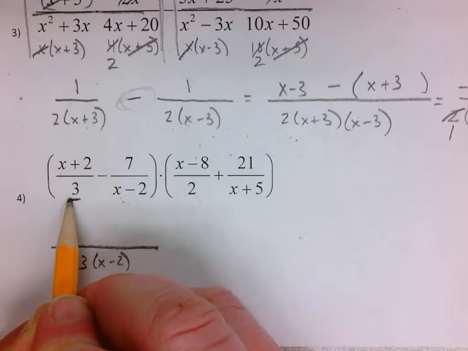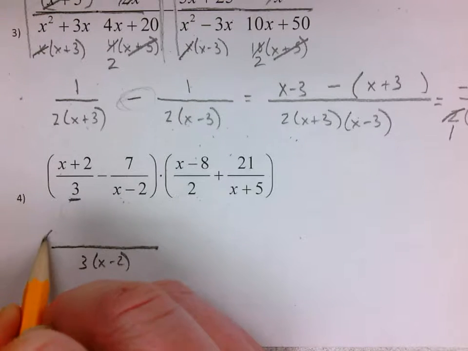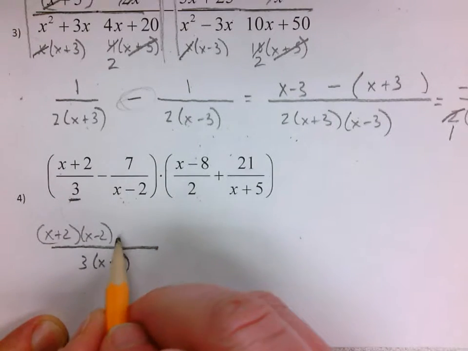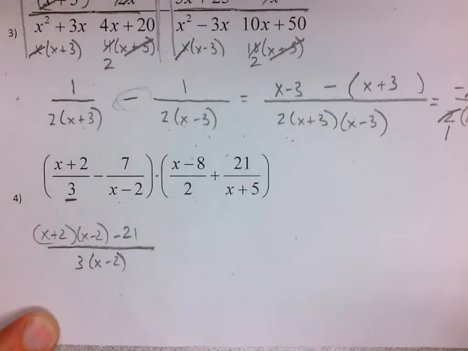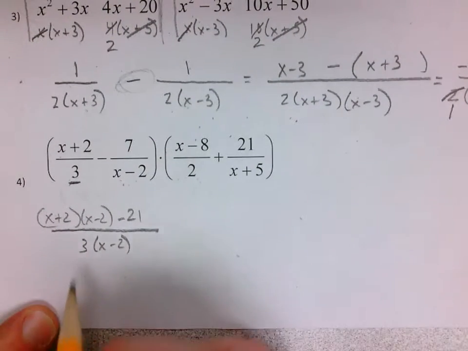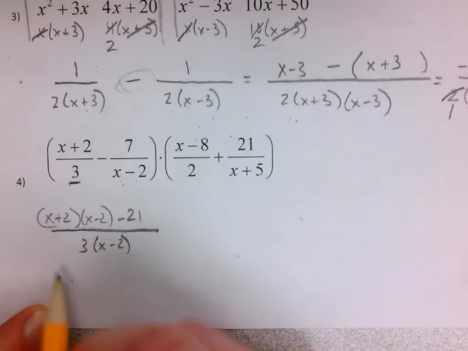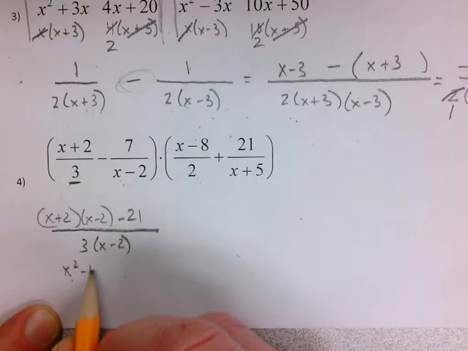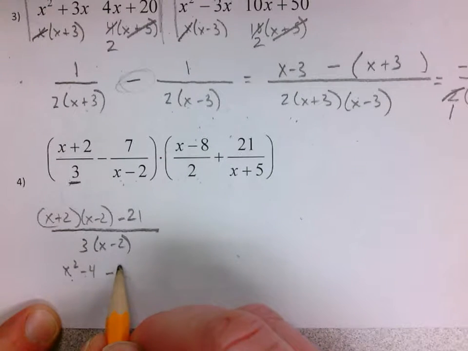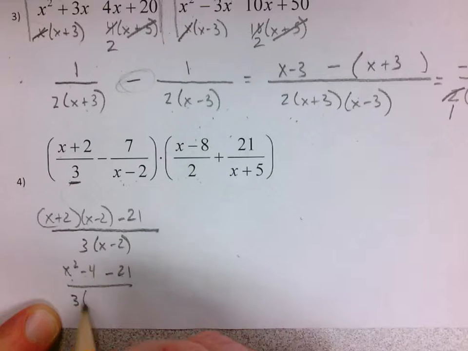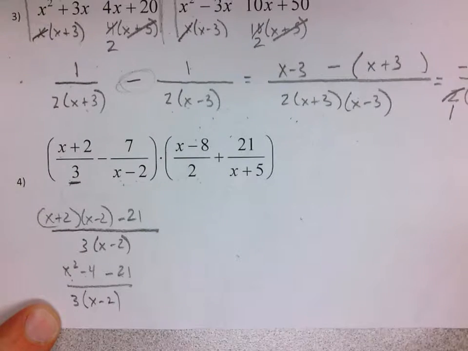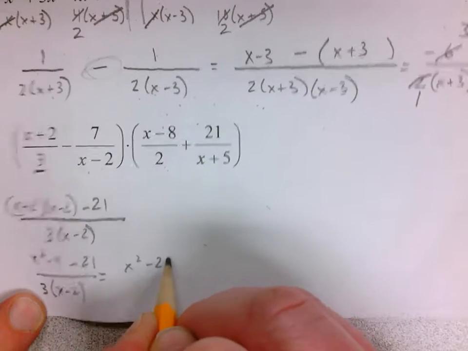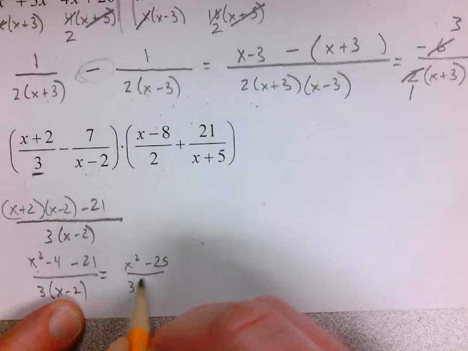So this is missing the x minus 2. So I'm going to take x plus 2 times x minus 2. This is missing the 3, so I'm going to take 7 times 3, 21. Let's go ahead and finish this off. Some people want to go like that, but can't. This is x squared minus 4, minus 21 all over 3 times x minus 2, which is x squared minus 25 over 3 times x minus 2.